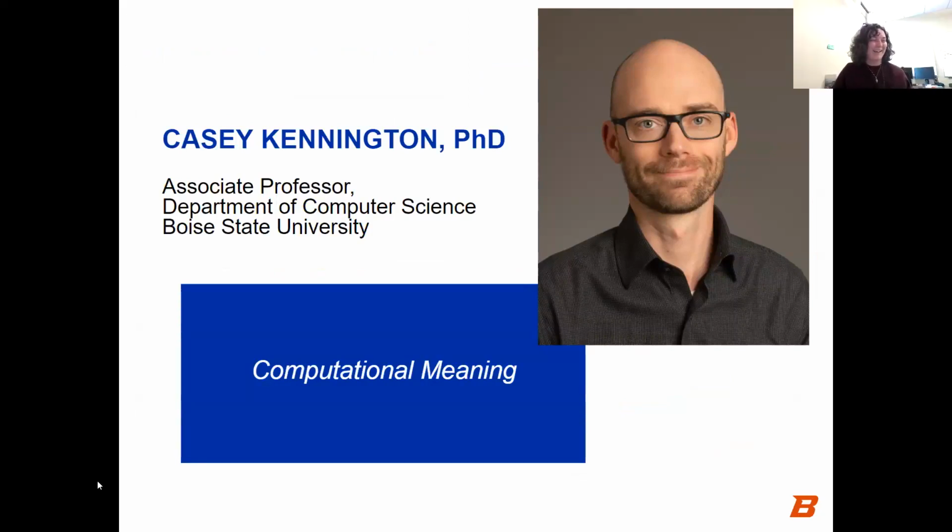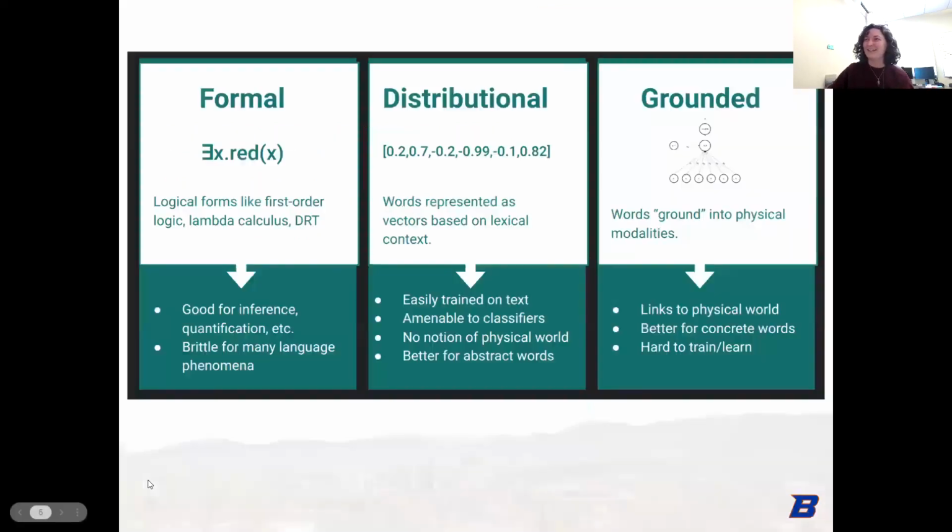Yeah. So Dr. Casey Kennington is an associate professor in the Department of Computer Science and is an affiliate faculty in the Department of Linguistics. He obtained his PhD in linguistics from Bielefeld University in Germany. His research involves computational semantics, or how computers learn, represent, and use linguistic meaning as they interact. He's worked on language models and robots to further his research. He's going to talk to us today on computational meaning. Go ahead and take it away, Casey.